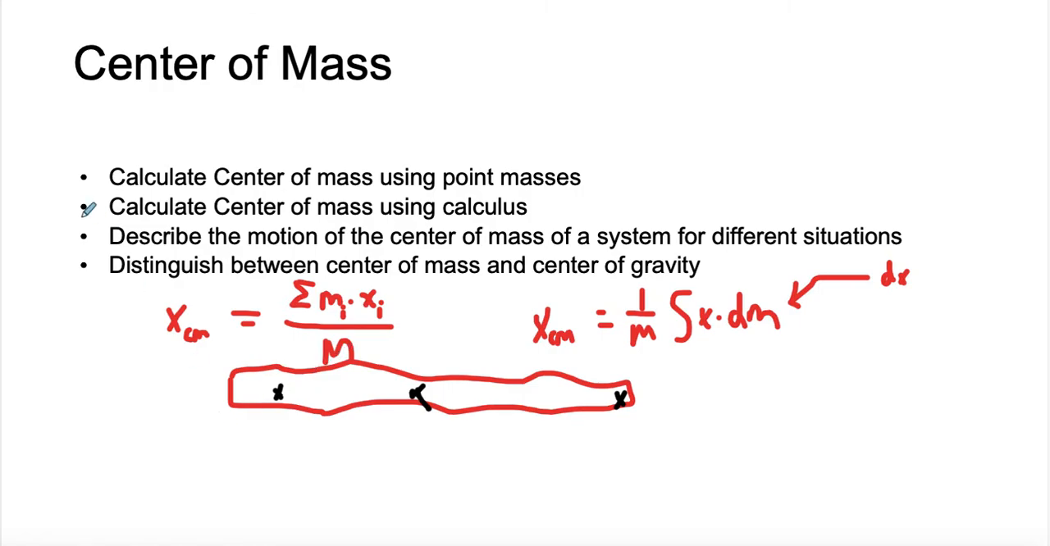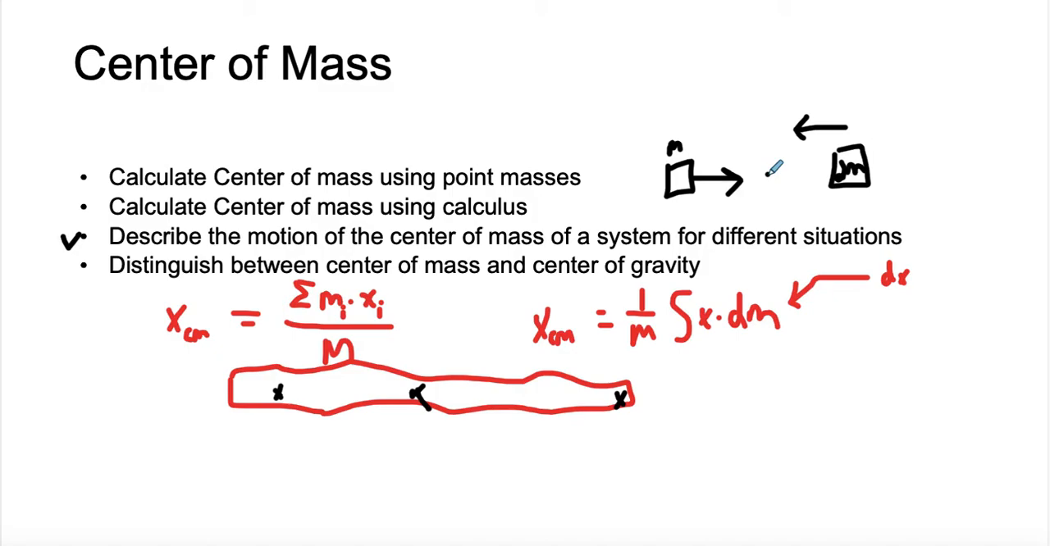The second part here is to describe the motion of the center of mass of a system for different situations. For example, if you had one object of mass m moving in this direction, and then you have another object of 2m moving in this direction, then the center of mass is someplace in here. Describe what's going to happen to the center of mass of that system as these objects are moving.